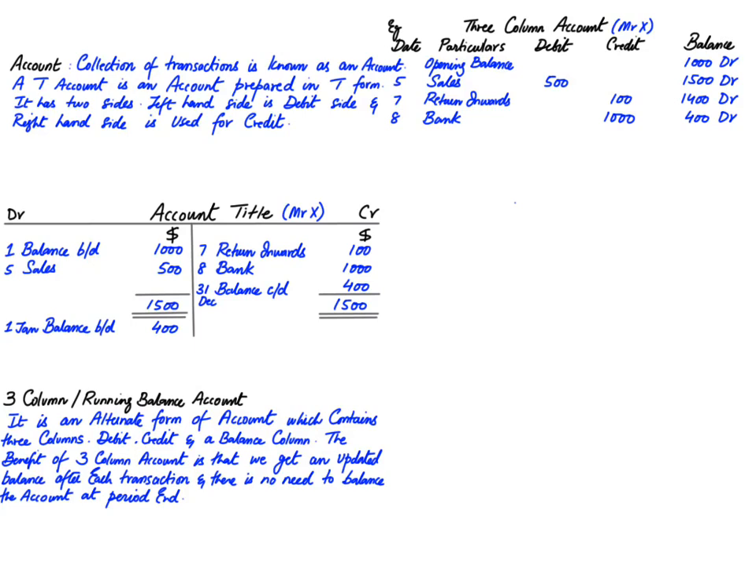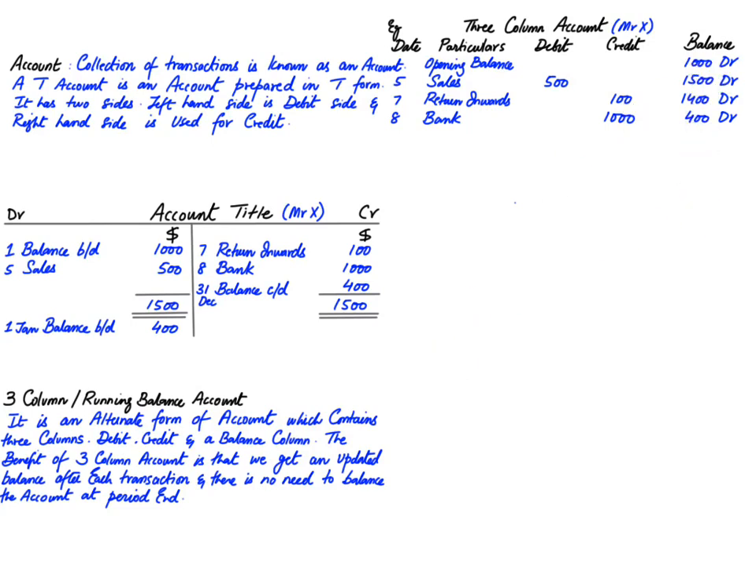Now, what was the advantage of this 3-column account? The advantage is that we get an up-to-date balance after each transaction. This means if on 1st December the customer Mr. X calls us and asks for his balance, we will tell him that his balance is 1000. Then on 5th, if he calls and inquires about his balance, we can easily state his balance as 1500. Then on 7th, if he asks for his balance, we can tell him the balance, that is 1400. So now after every transaction we can get an up-to-date balance.